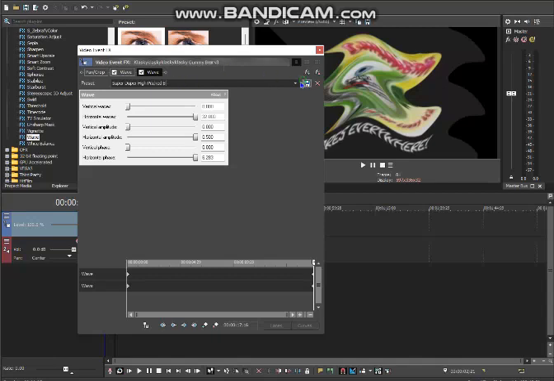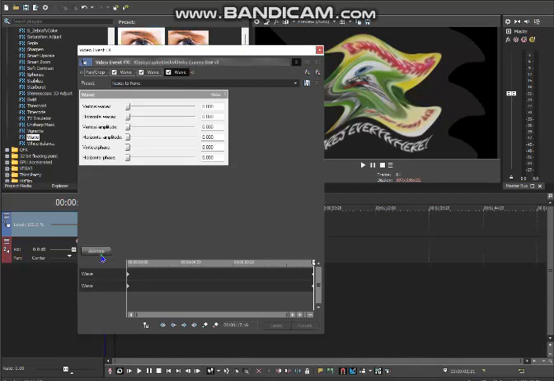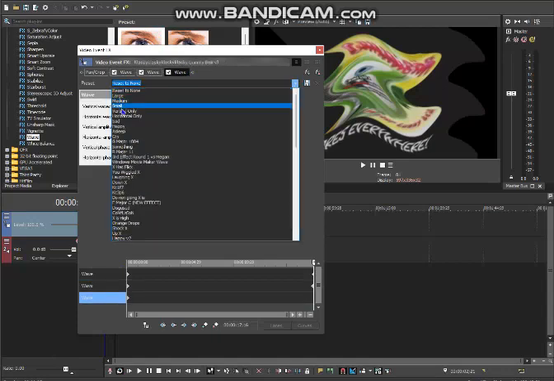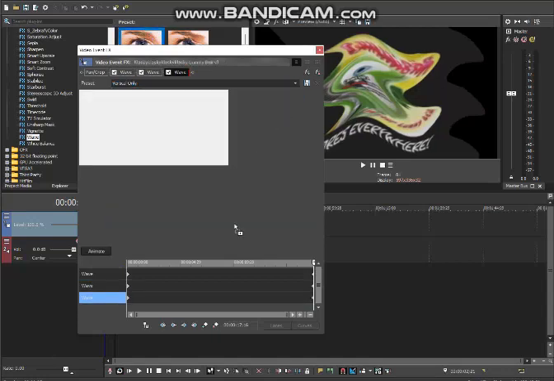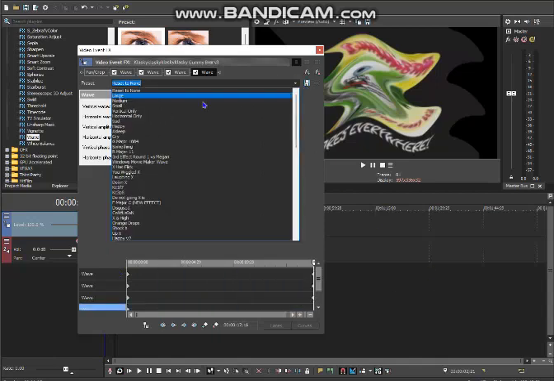Super duper high pitch B. There, my problem is solved. There you go. There might be here. And this is the first keyframe. Then the second keyframe is horizontal only.